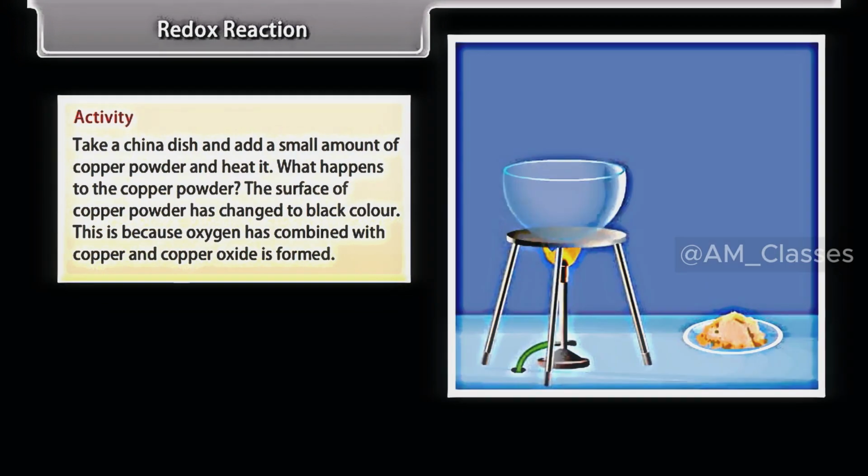Activity. Take a china dish and add a small amount of copper powder and heat it. What happens to the copper powder? The surface of the copper powder changes to black color. This is because oxygen has combined with copper and copper oxide is formed.